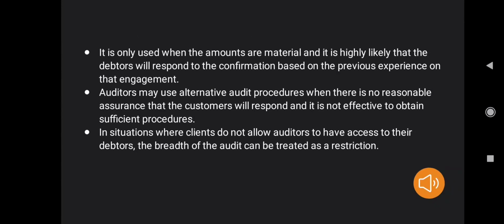That is why it is only used when the amounts are material, and it is highly likely that the debtors will respond to the confirmation based on previous experience on that engagement. The auditors may use alternative audit procedures when there is no reasonable assurance that the customers will respond and it is not effective to obtain sufficient evidence. In situations where clients do not allow auditors to have access to their debtors, the breadth of the audit can be treated as a restriction.